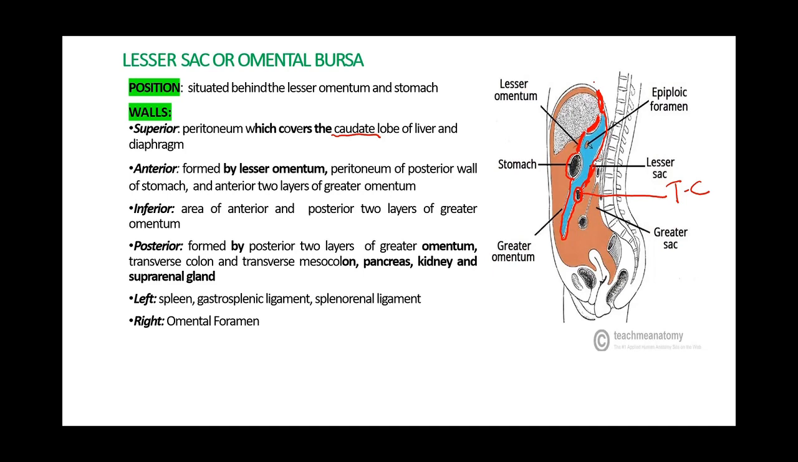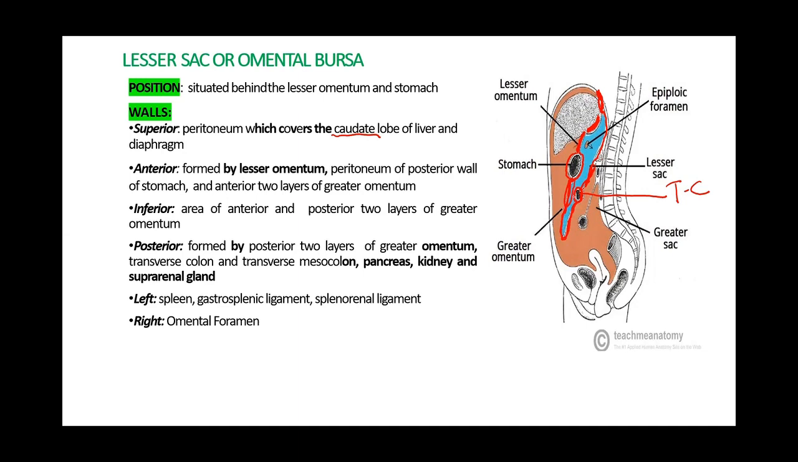Anteriorly, as we mentioned, is formed by the lesser omentum that connects the liver to the stomach. We shall see the anatomy of this in detail. Okay. The peritoneum of the posterior wall of the stomach forms the anterior border, and the anterior layer of the greater omentum. This is the anterior layer of the greater omentum, and this is its posterior layer.